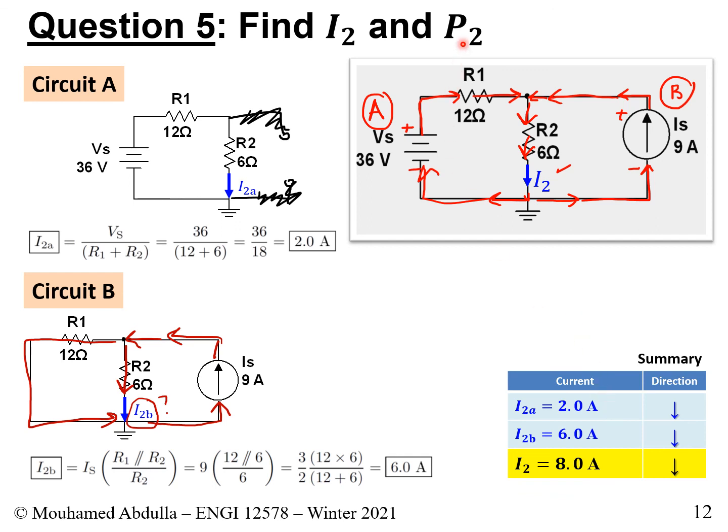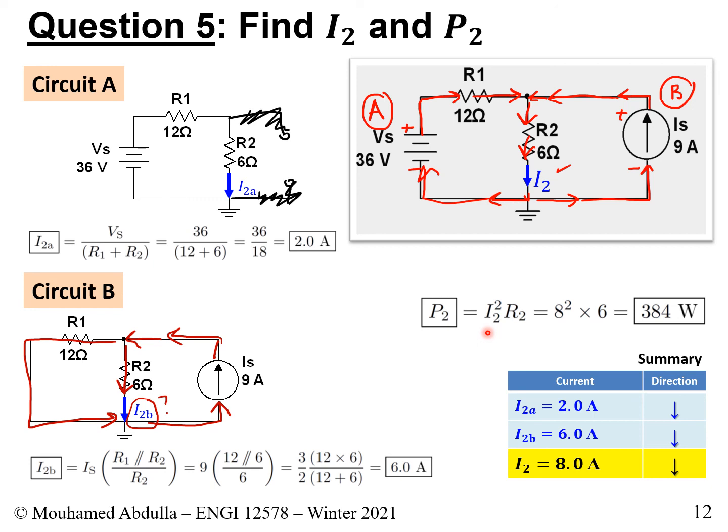Now, we also wanted to know the power dissipated by resistor 2, and like we discussed before in this lecture, we cannot find the power of circuit A and the power of circuit B and add them together. That will give us the wrong answer. So what we rather do is get the total current, and from this apply Watt's law to this total current of 8 amps.